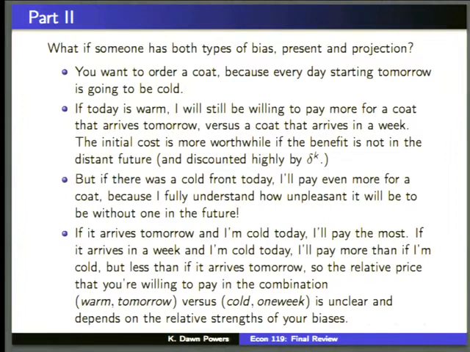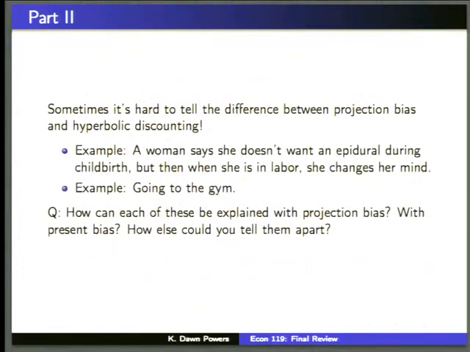And I think you guys were assigned that paper, but maybe not. If not, then I'll write a little more detail in that slide. Okay. Sometimes it's hard to tell the difference between projection bias and hyperbolic discounting, i.e. present bias. So for example, a woman says she doesn't want an epidural during childbirth, but then when she's in labor and she's feeling the actual pain, her actual experience is different from her expectations, and she changes her mind. And then the second example could be one's feelings about going to the gym, which you guys are familiar with.